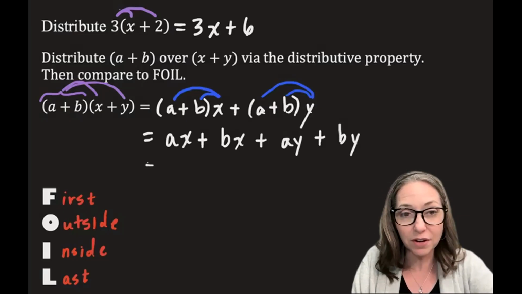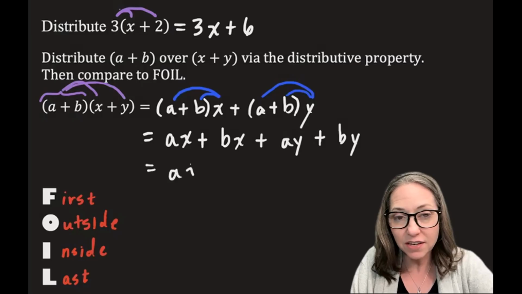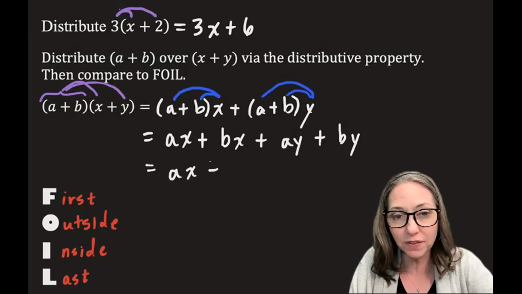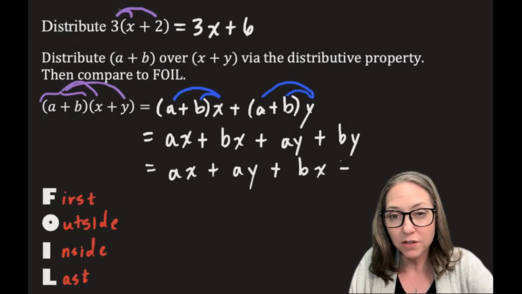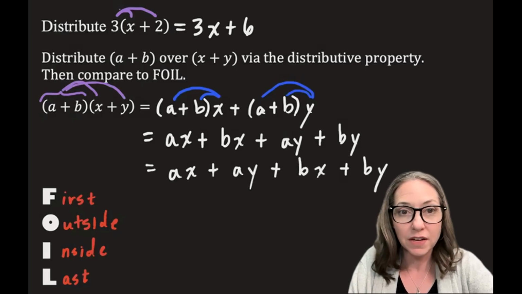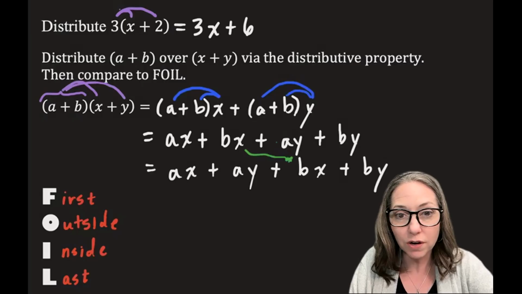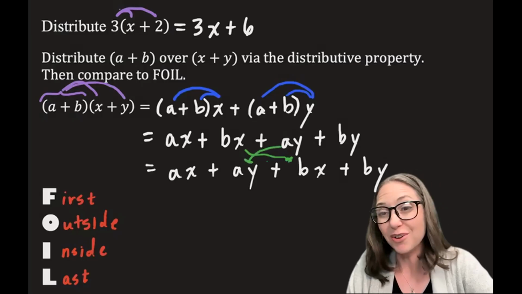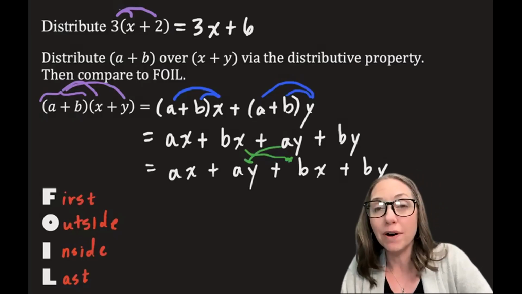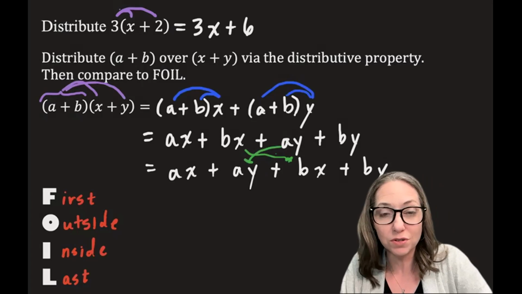Now, I do want to point out that you can reverse the middle terms. Frequently, you might do this another way and get a times x plus a times y plus bx plus by. So all I'm really doing there is switching the order in which these two middle terms are written. You don't have to do that at all, but that's just to show you that those two answers are equivalent.